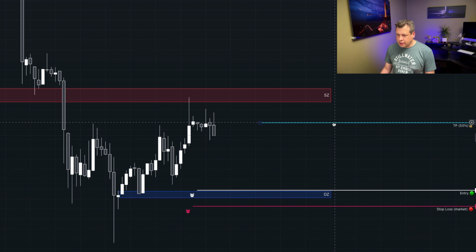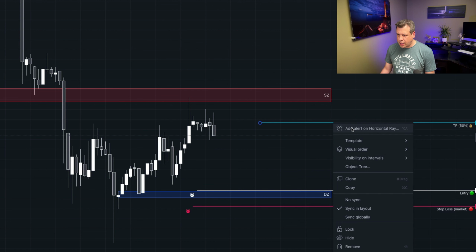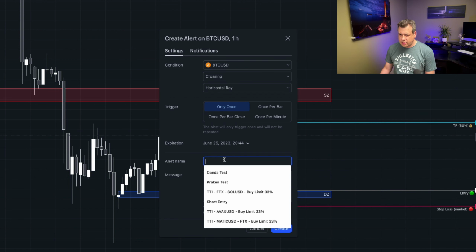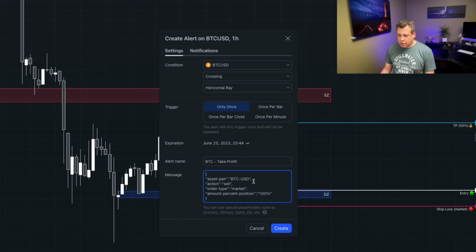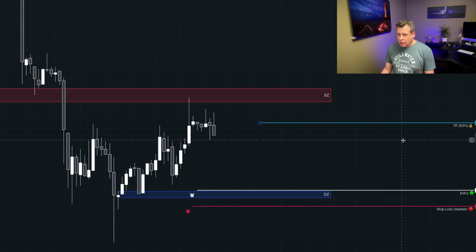And we'll go ahead and use the exact same code for our take profit. So we'll add an alert on the take profit line. Call this BTC take profit. And we'll paste in the same exact code. So it'll do a market order when it crosses the line, selling 100% of our position. But again, we can change the 100% to 50% or 70% or however you want to trade it. And now that part is done.